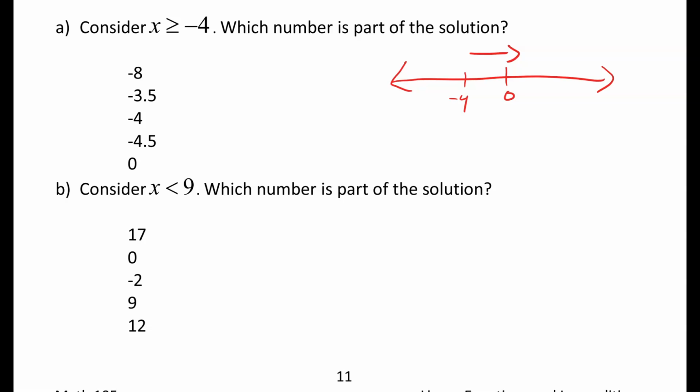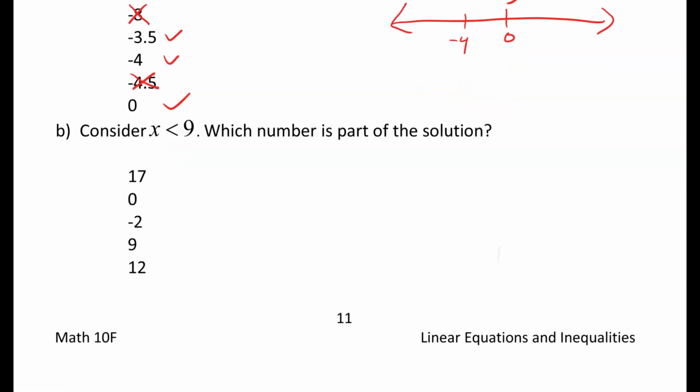So -8 is not going to work. -3.5 would work. -4 would work because of this underline. And -4.5 would not work because it is less than -4. Last, 0 would work because it is greater than -4.